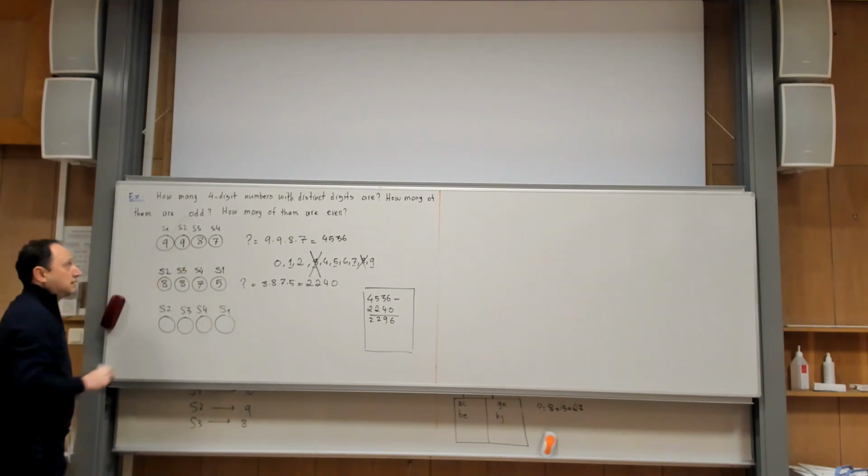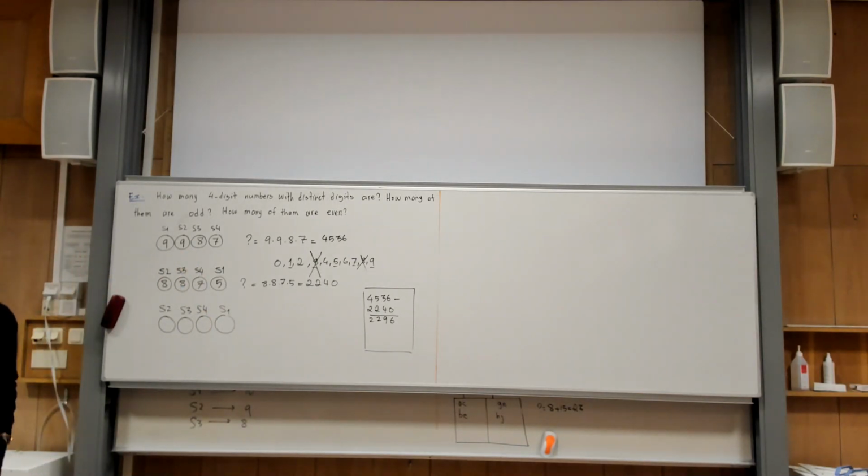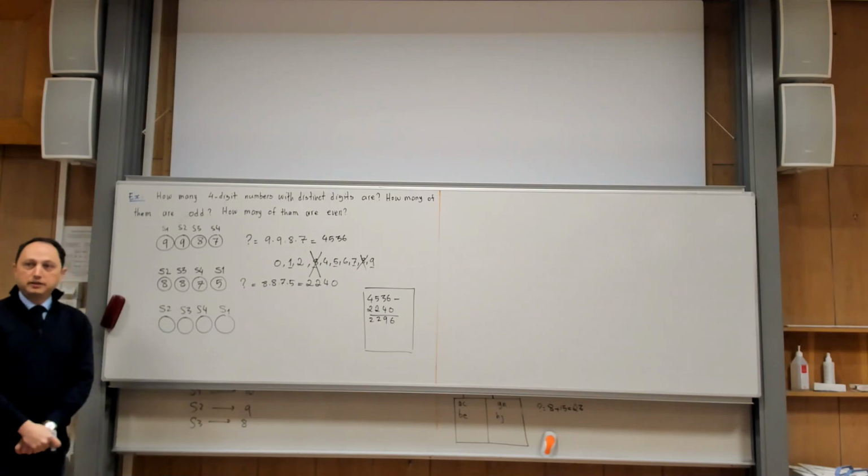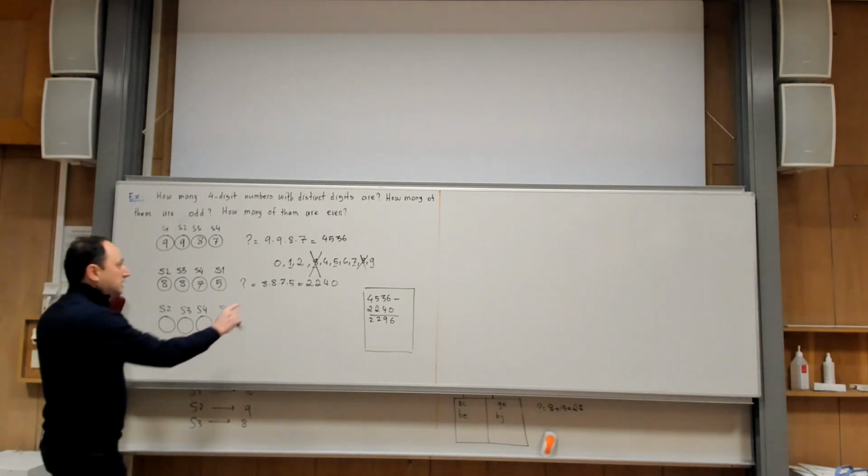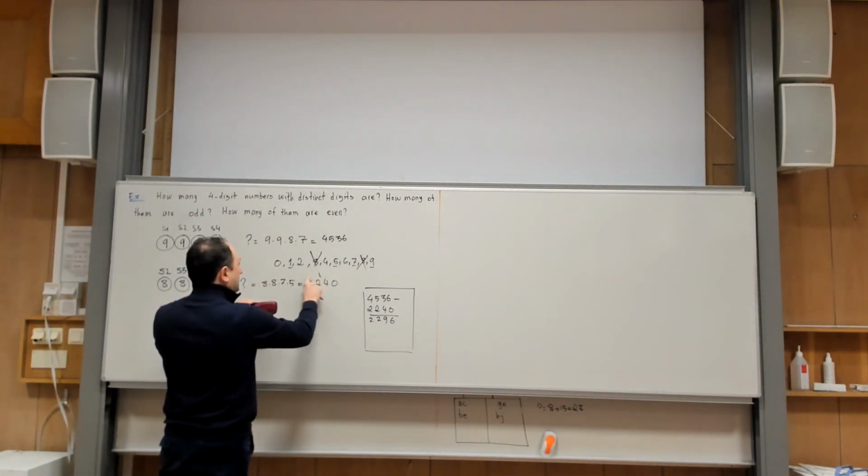For this case, how many of them are even? So how many options are available here? This time, I want to have odd and even numbers. Yes?